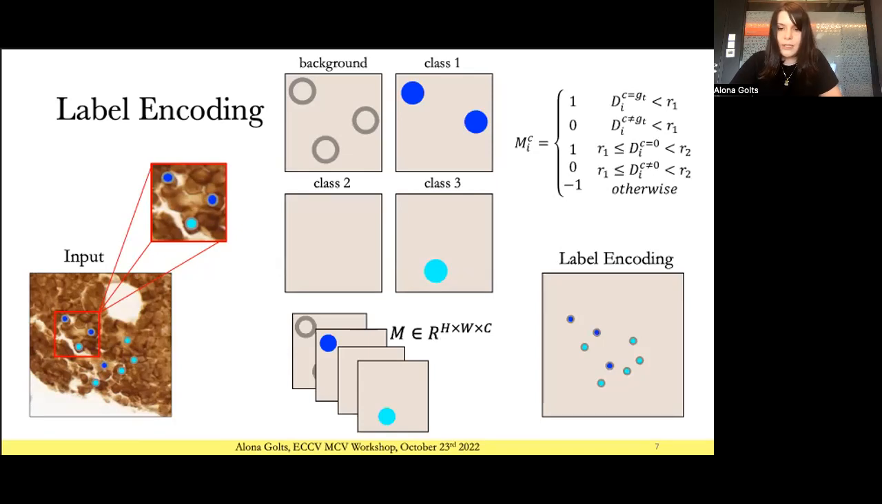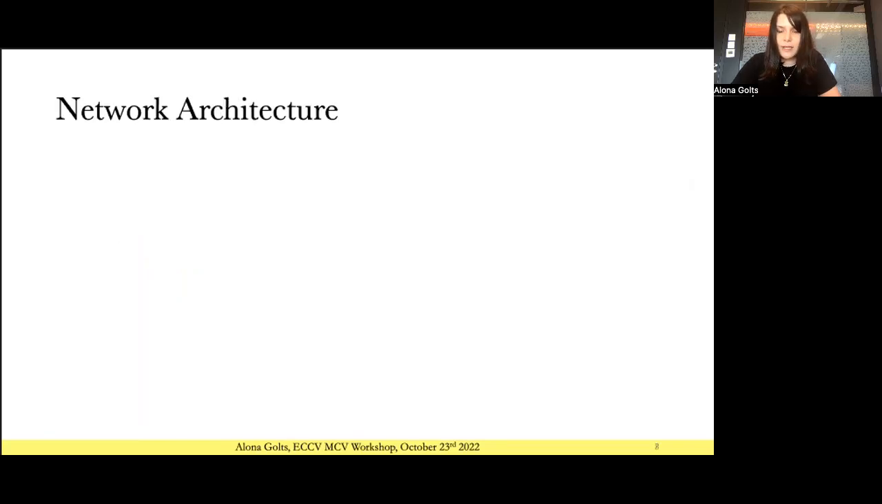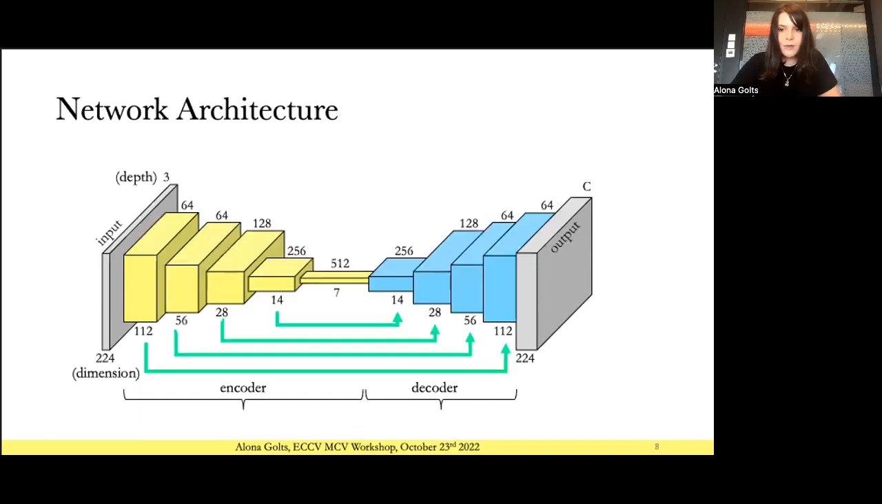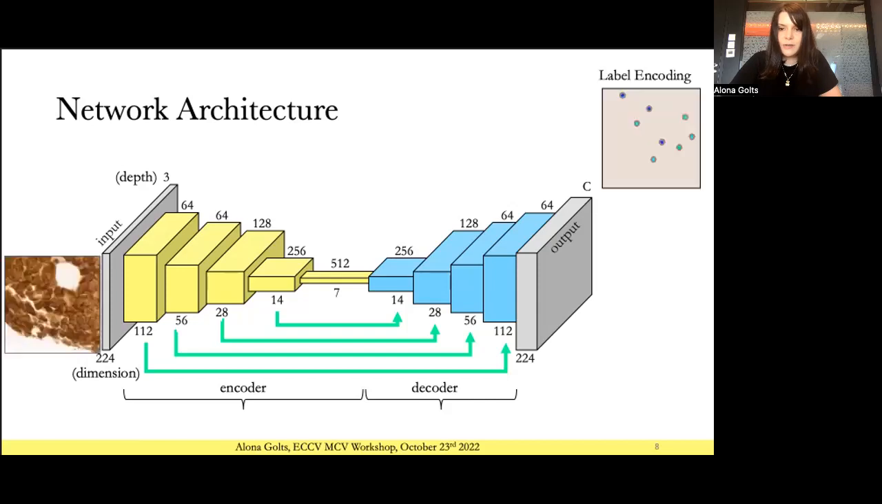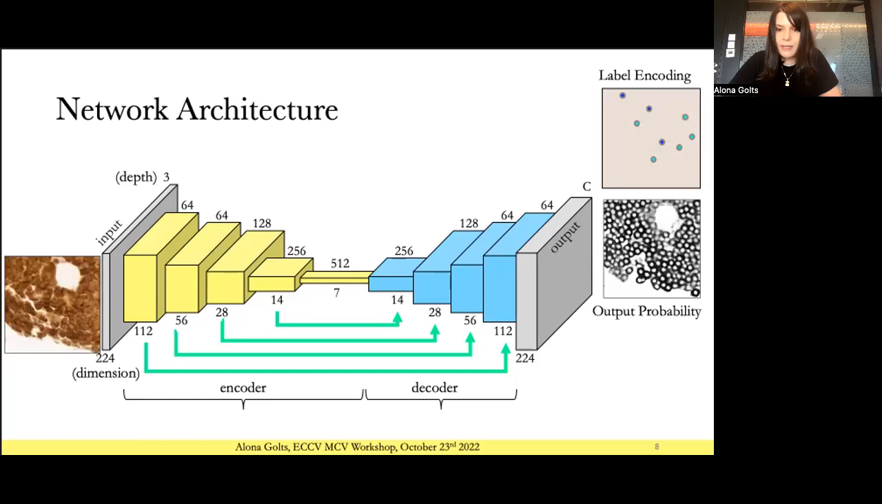The final encoding is a cube of the same spatial dimensions as the input image with depth equal to the number of classes. The network architecture is a U-Net with a ResNet encoder pre-trained on ImageNet. The network receives the input image and corresponding label encoding and is trained to output C probability maps, where C is the number of classes.